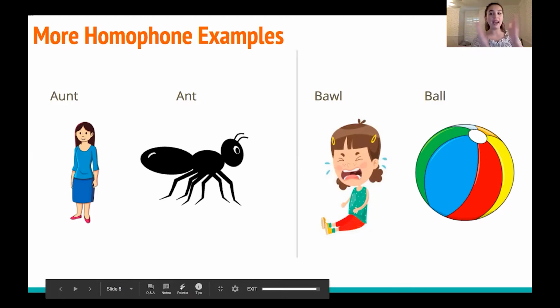Now let's take a look back at the example on the left, aunt and ant. Again, it's so important that you know the difference between the two because it makes a really big difference when writing sentences. I'm going to stop sharing with you guys one more time so I can write a sentence for you that will show you why it is important. So if I say, my aunt picked me up from the airport.